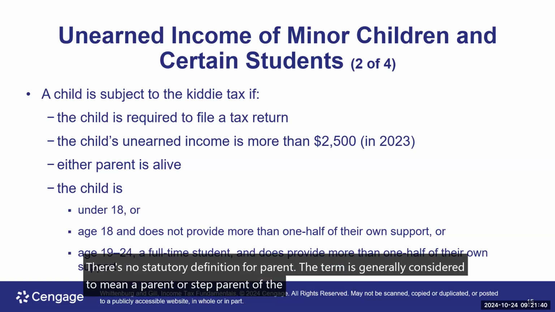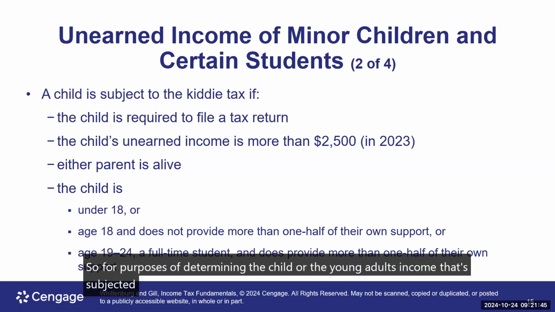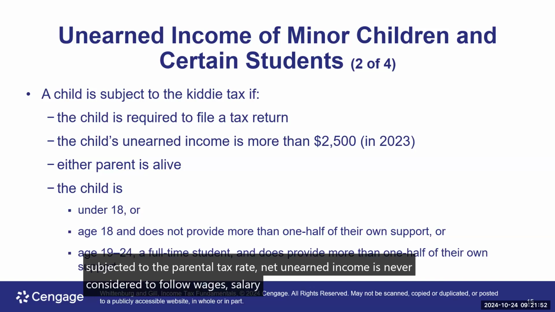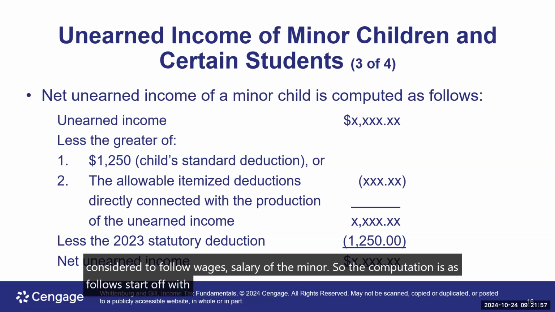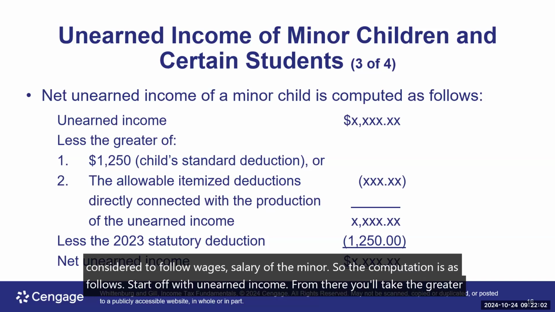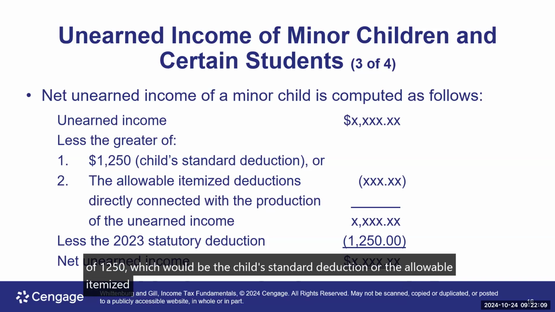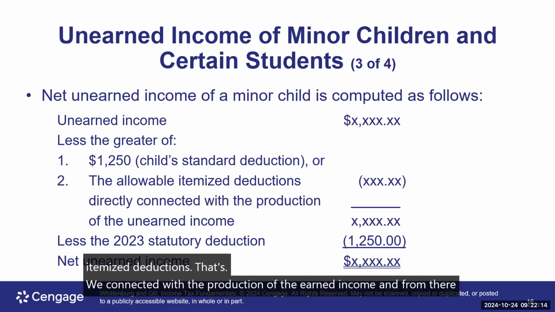For purposes of determining the child or young adult's income that's subjected to the parental tax rate, net unearned income is never considered to follow the wages or salary of the minor. So the computation is as follows. Start off with unearned income. From there, you'll take the greater of $1,250, which would be the child's standard deduction, or the allowable itemized deductions that are directly connected with the production of the unearned income. And from there, you'll get the net unearned income.